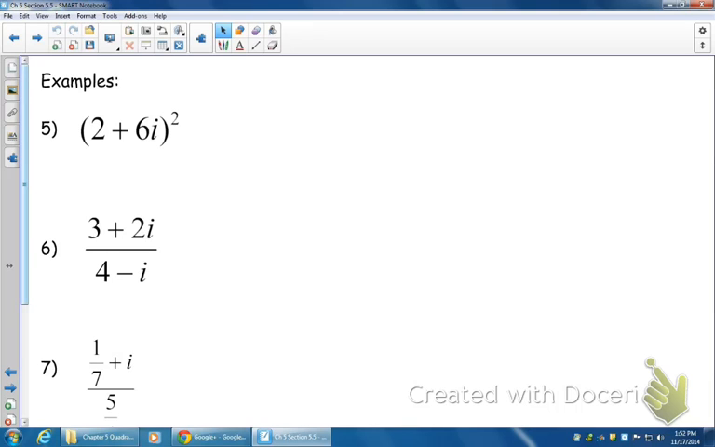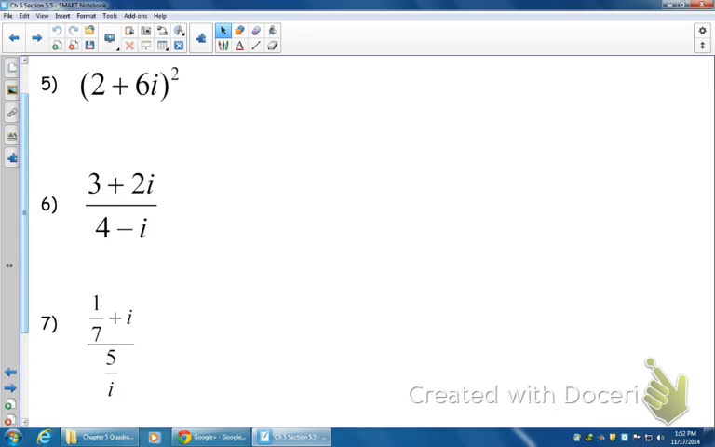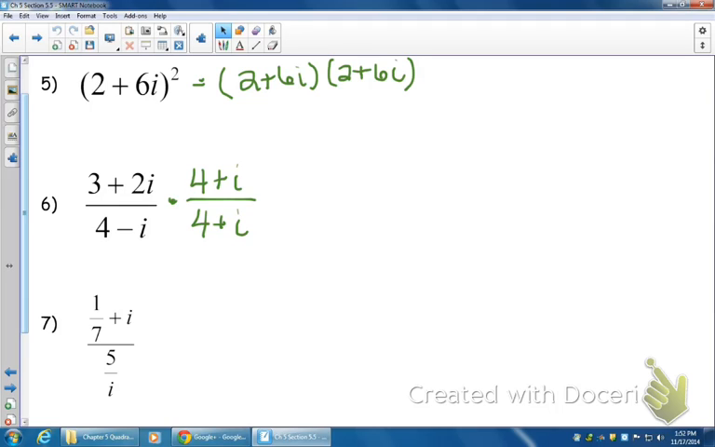Oh, we have one more multiplication. So when we have 2 plus 6i quantity squared, remember that that's 2 plus 6i times 2 plus 6i. And then for 6, again, we're going to multiply by the conjugate of the denominator to rationalize the denominator. So pause the video. Try the first 2 problems, and then come back and we'll go over the next 2.